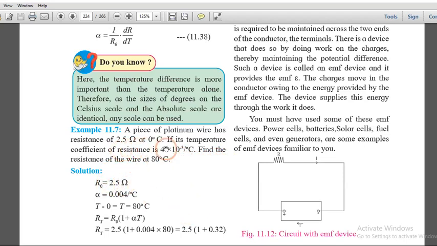R naught is given to you, resistance 2.5 ohm. The value of alpha is given, the temperature coefficient, that is 4 into 10 raised to minus 3, that is 0.004 per degree Celsius. We have the formula R_T is equal to R naught (1 plus alpha T). Now it's actually T minus T naught, but we have the value of T naught at 0 degree Celsius, so it will become 80 degree directly.